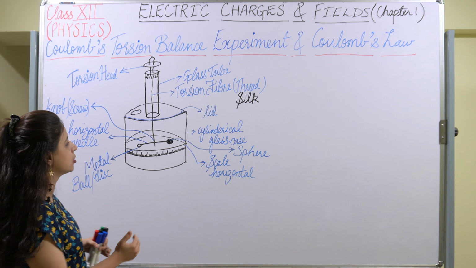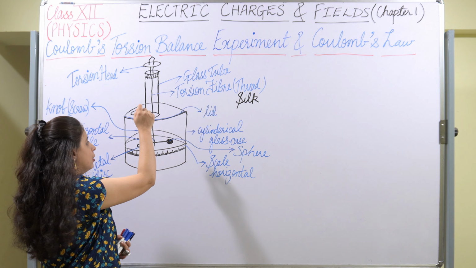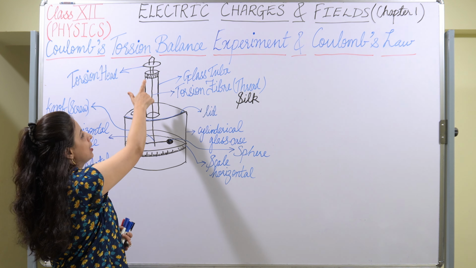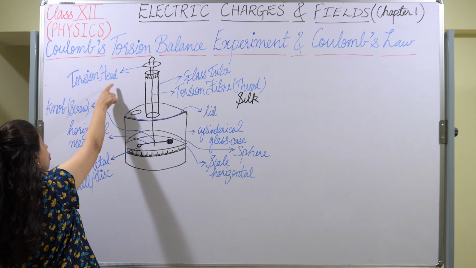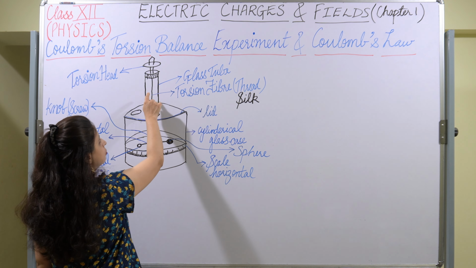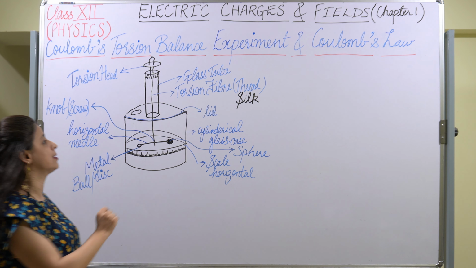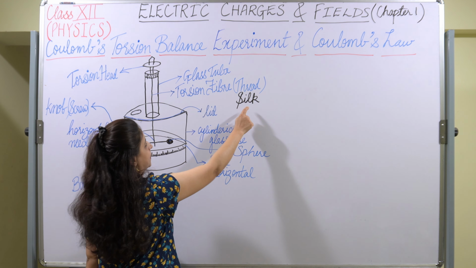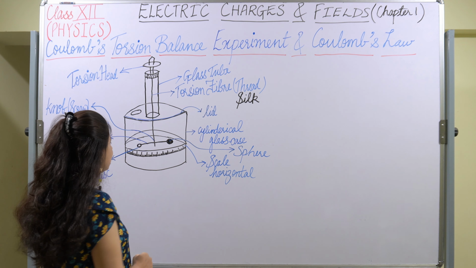In his setup, there was a cylindrical glass case, which had a lid. The lid had a hole, and it was also attached to a glass tube. The glass tube had a covering known as the torsion head, and a thread was suspended through the glass tube. That thread was known as the torsion fiber, and it was usually a silk thread. So that was suspended through the glass tube.